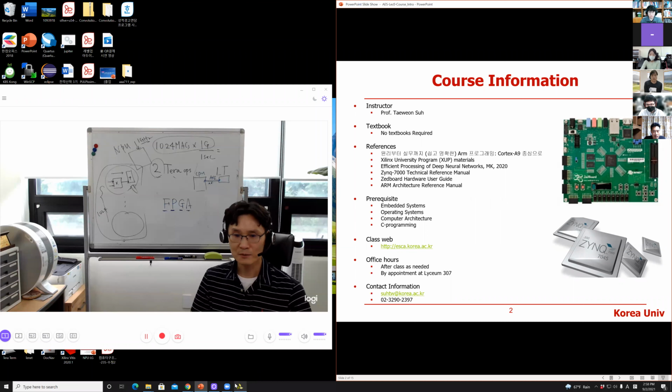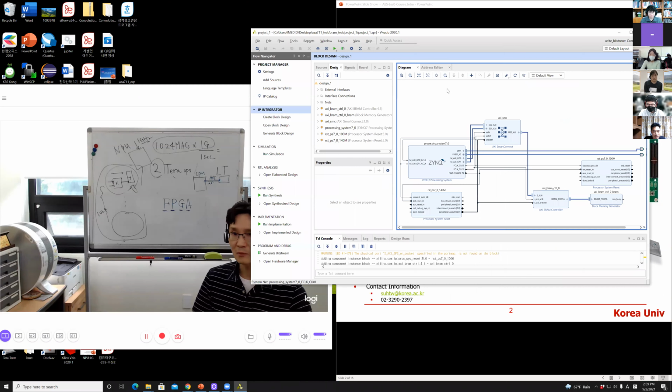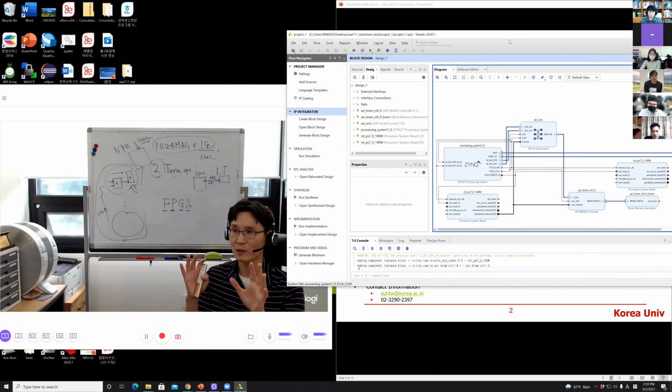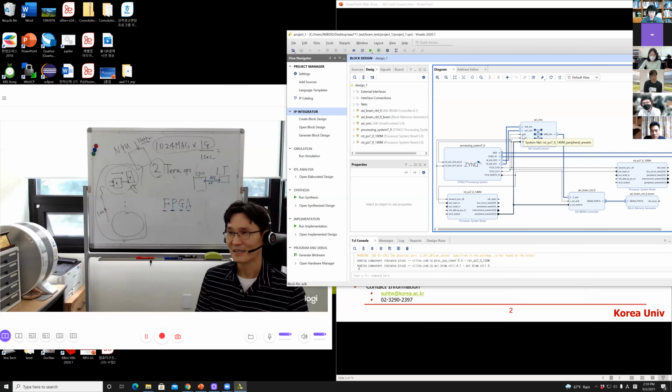And sometimes, I told you, Vivado does a lot of abstraction like this. It is block diagram based, and it connects these different components automatically for you. You don't have to manually connect from here to there. Sometimes it is good, sometimes it is bad. It is bad in the sense that you don't know what's going on, because it is abstracting things out.